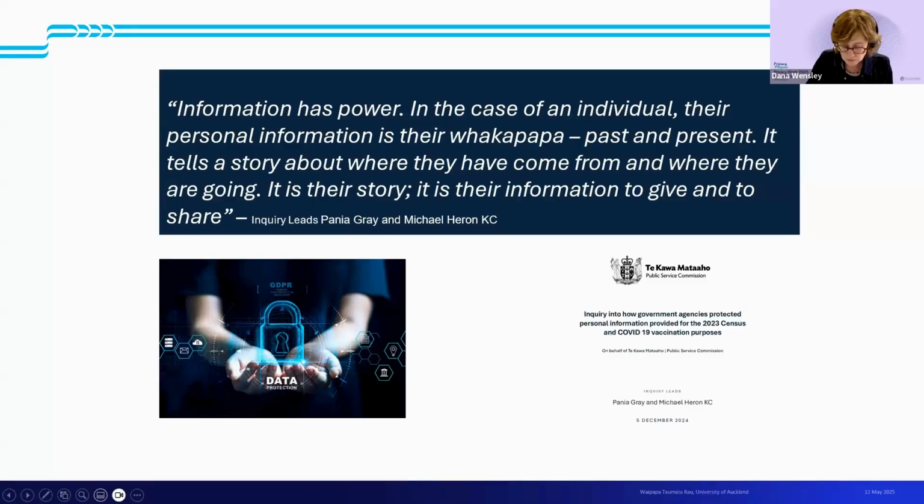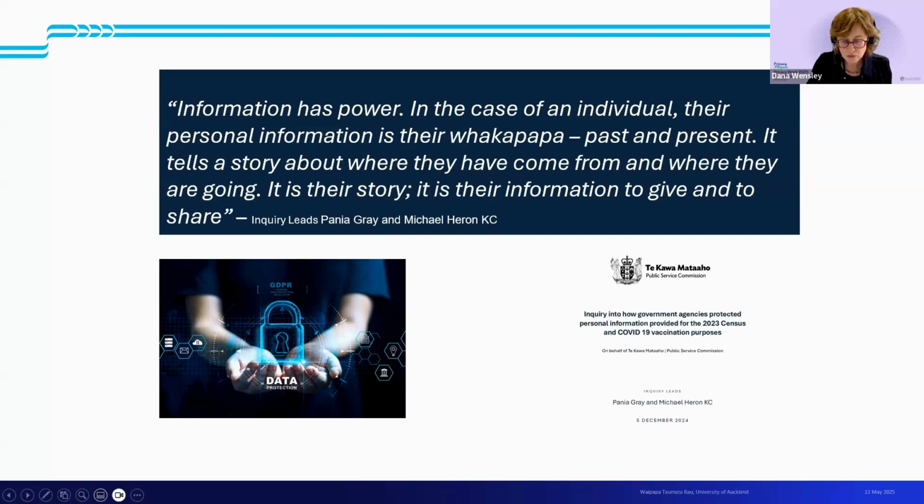Before I do so, I want to touch briefly on the inquiry last year that looked at how government agencies protected personal information for the 2023 census and COVID-19 vaccination purposes. The report was released in December 2024 and it contains this quote, which I think is incredibly poignant for our purposes and discussion today. It says the information has power. In the case of an individual, their personal information is their whakapapa, past and present. It tells a story about where they've come from and where they're going to. It is their story, it is their information to give and to share.